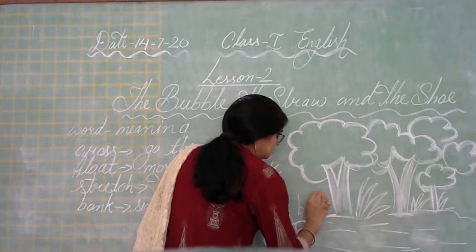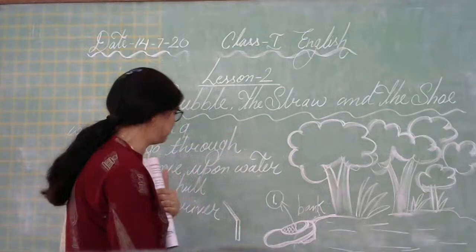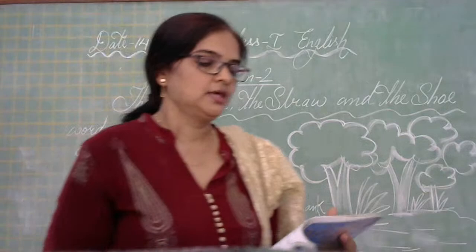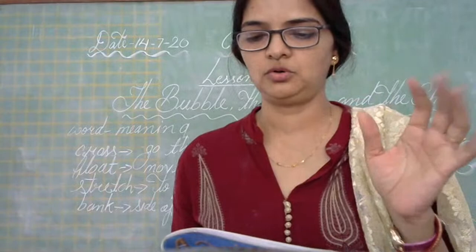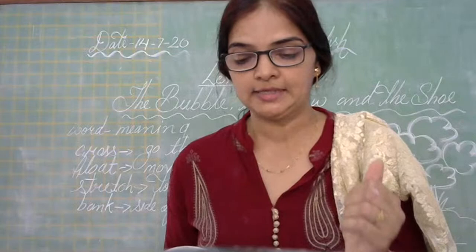Is this clear to you? What is the meaning of bank? Side of the river. So then we can cross the river. Now come to the next paragraph. So the straw stretched himself.